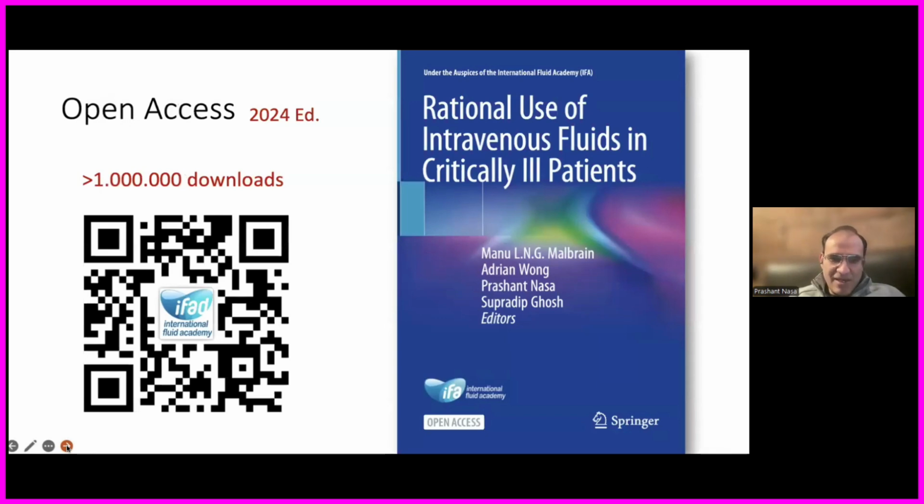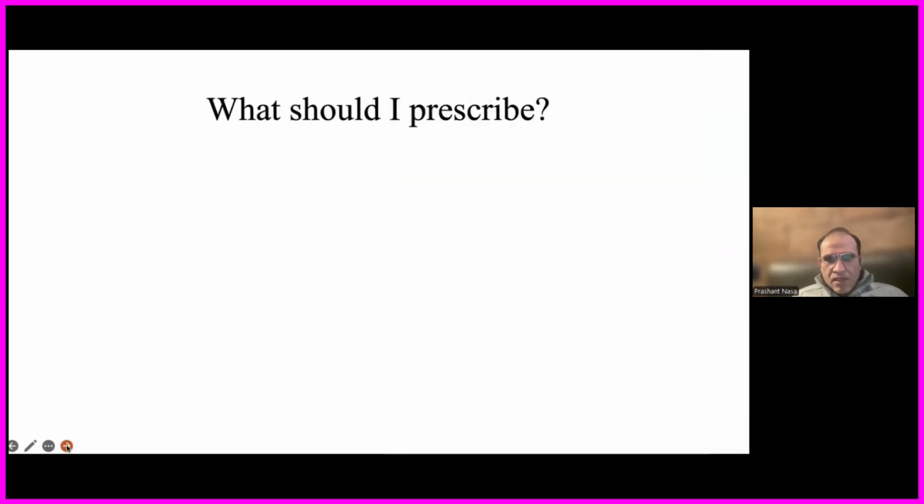And of course, I'm also co-editor of this wonderful book, which was an initiative from both Professor Malbrain and Dr. Ghosh. Adrian and I worked together with them to produce this masterpiece, which has been downloaded more than a million times. If you have not downloaded it yet, you can use this QR code to download the book. It's freely available by a simple search on Google, or you can use this QR code. Let's dwell now on what AI is and how we can use AI in our fluid management. That is what I'm going to speak about in the next 15-18 minutes.